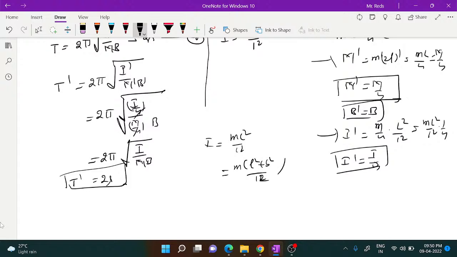Along the length you are cutting. Length and breadth. Let's go to this correlation. L dash will be L1, B dash is B1.